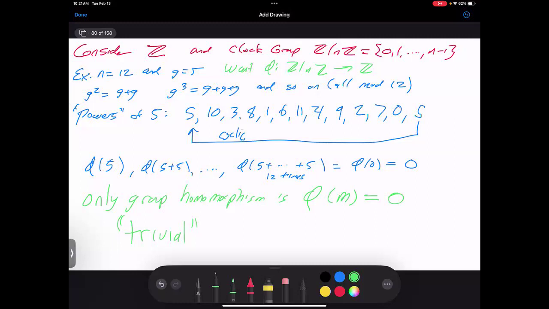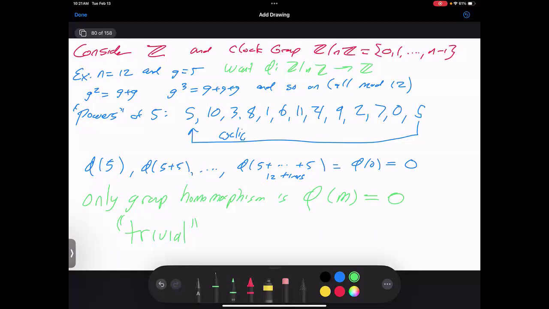So the question is, when can you find something that's not trivial? When can you find something where everything is not sent to the identity? We've just shown in this situation that can't be done, because phi of 5 has to go to something, and the only thing you can go to is 0.